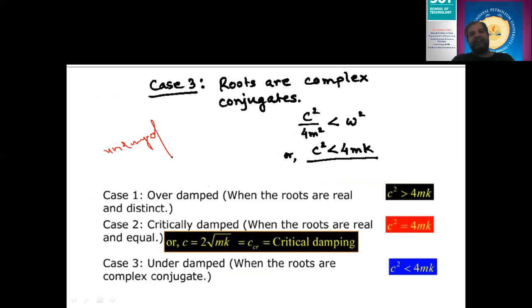Okay, so we have defined three different conditions. First is the overdamped condition, when the roots are real and distinct, where c square is greater than 4mk. Second, critical damping, when the roots are real and equal, where c is equal to twice the under root of mk, which I will consider as CCR, the critical damping value. And the third condition I have considered is the underdamped case, when the roots are complex conjugate, where c square is less than 4mk. So these are the three conditions we have defined today.